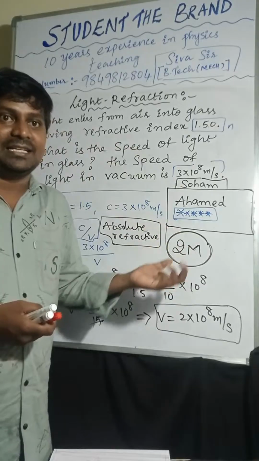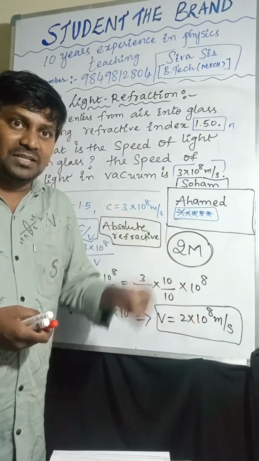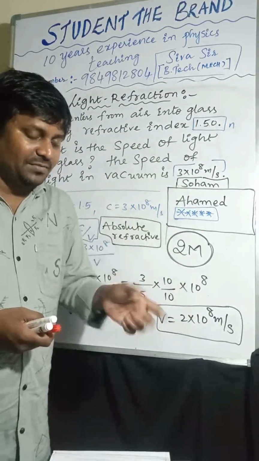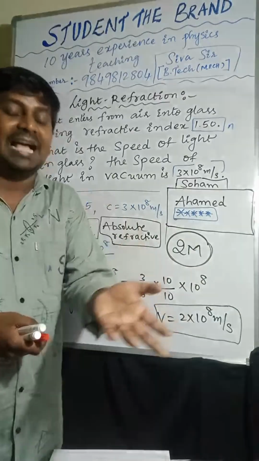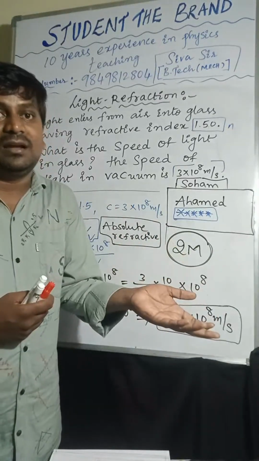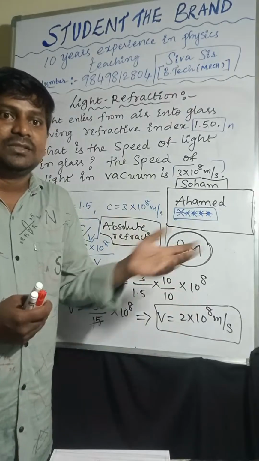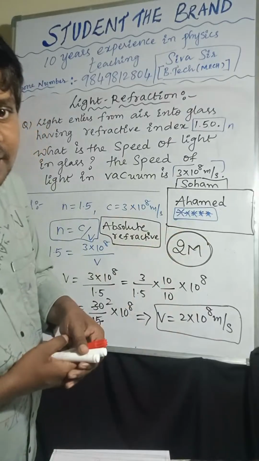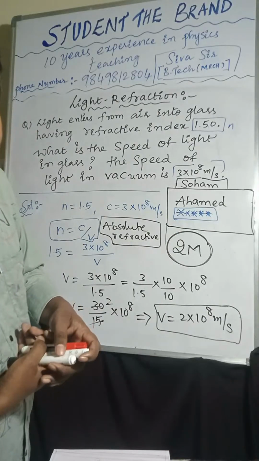If they ask from light reflection and refraction, in the previous board exams you can see they asked about the glass slab. Draw the ray diagram and explain refraction through a glass slab, they asked. So this question they may ask. We may also see Huygens principle and the lens maker formula.